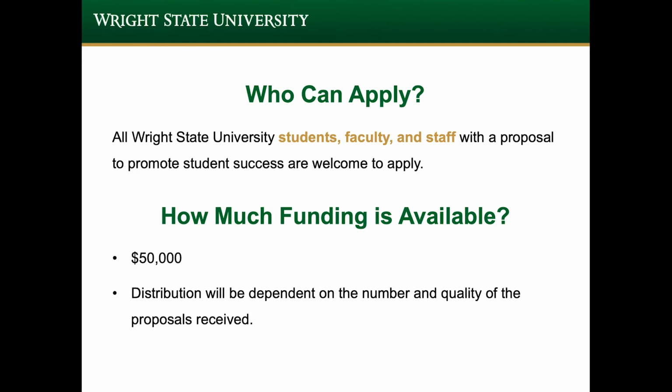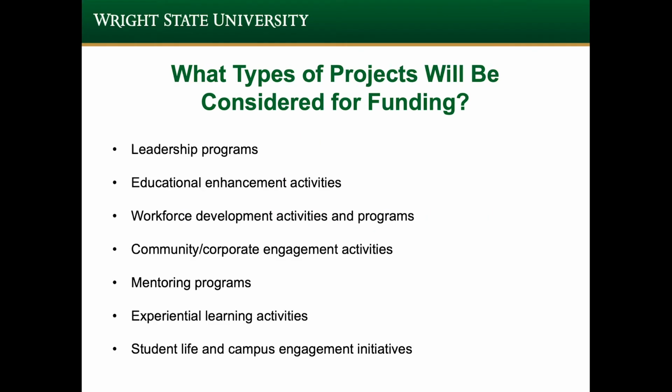The application is open to all Wright State University students, faculty, and staff with a proposal to promote student success. There's $50,000 available in funding that will be distributed depending on the number and quality of the proposals that we receive.